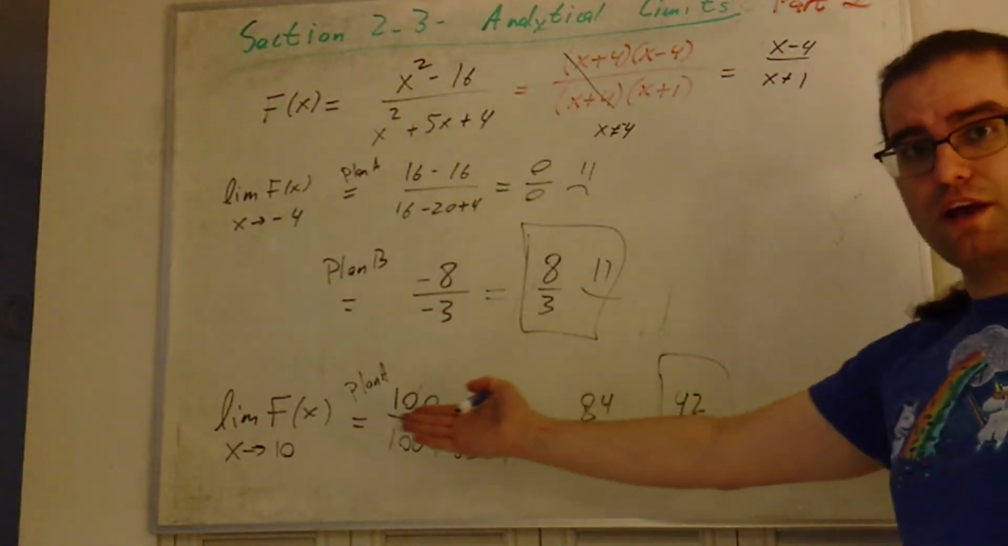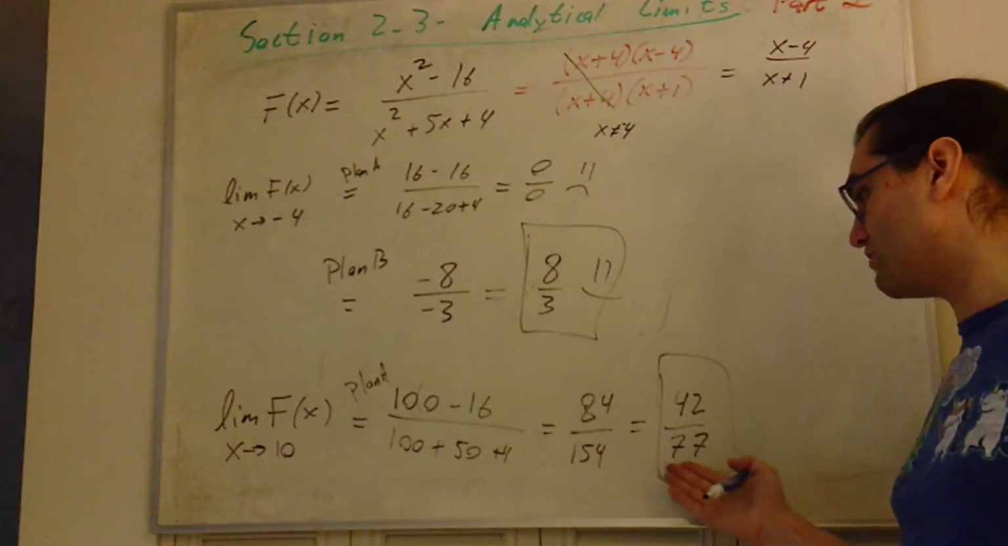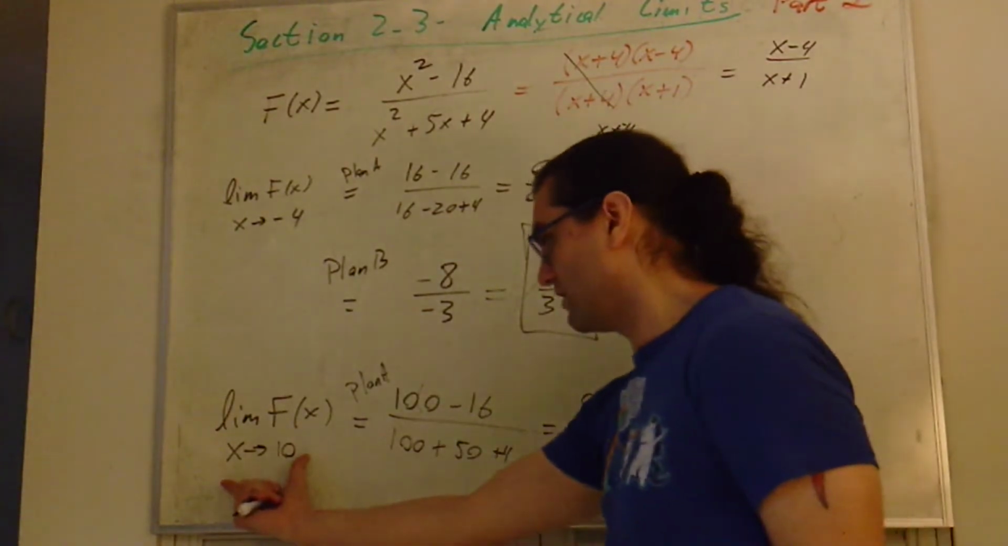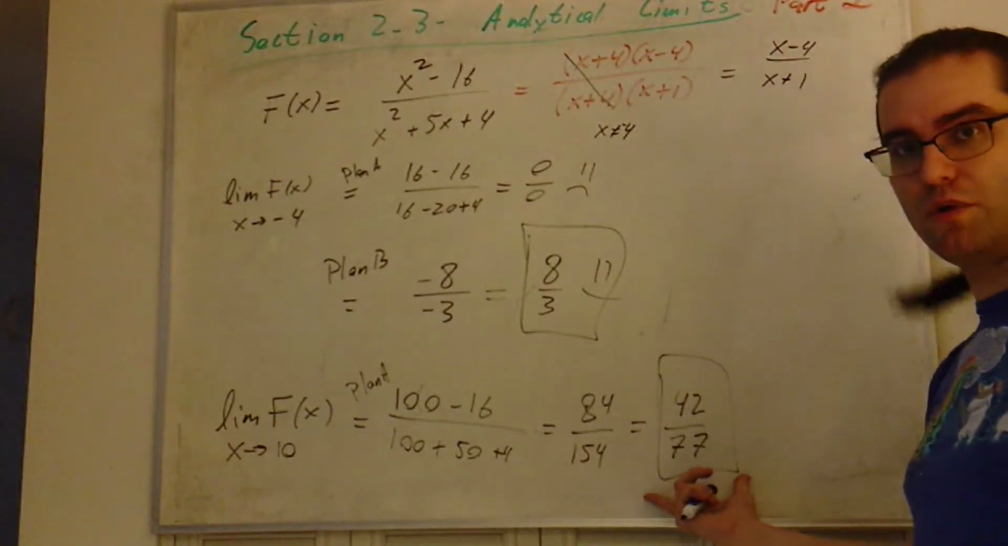So in this case, plan A worked. It means that what the function looks like it's doing is what the function is actually doing, and we're all set.